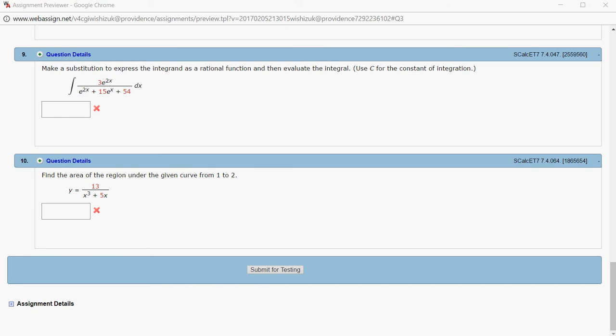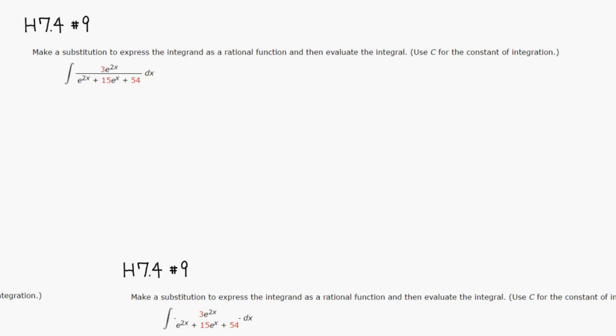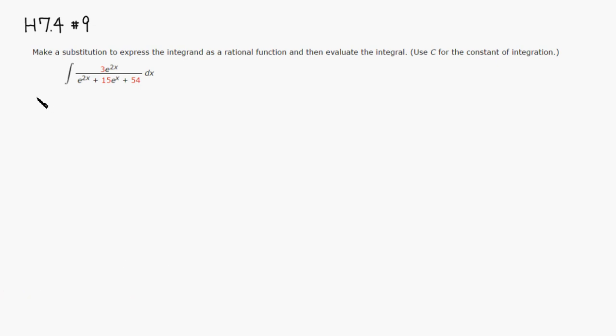Alright, let's look at homework 7.4, problem number 9. I'm going to make a substitution first. We're going to let u be e to the 2x. Actually, sorry, it's going to be e to just x, right? So we have u equals e to the x.